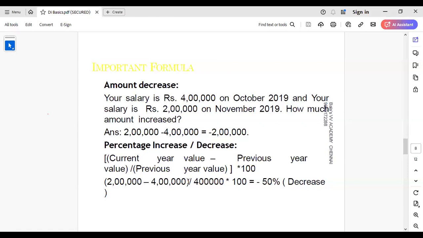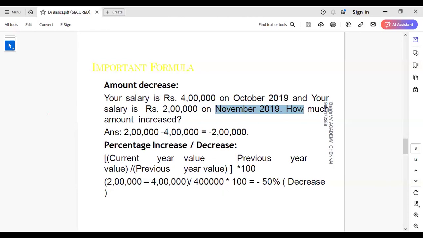So current year value means the recent value. What is the recent value in the question? 4 lakh or 2 lakh, which is the current value here? Current value is 2 lakh because recent means November 2019. That is the recent value, correct? So 2 lakhs is the current value, previous value 4 lakh. So 2 lakh minus 4 lakh divided by 4 lakh into 100 is minus 50%, a decrease.